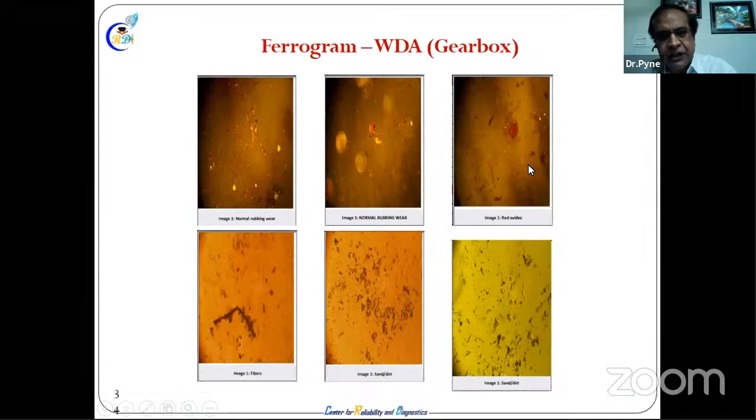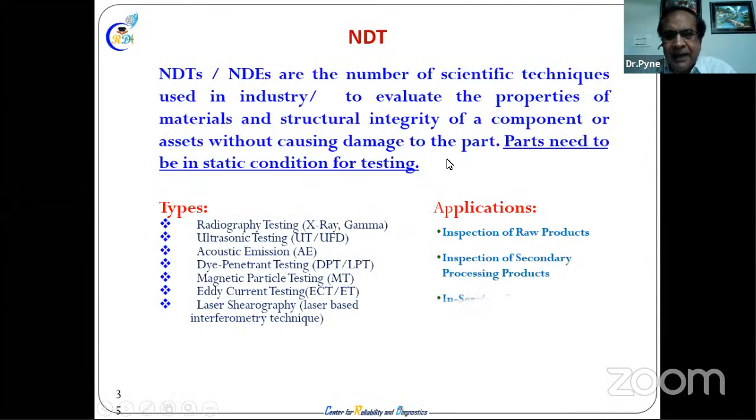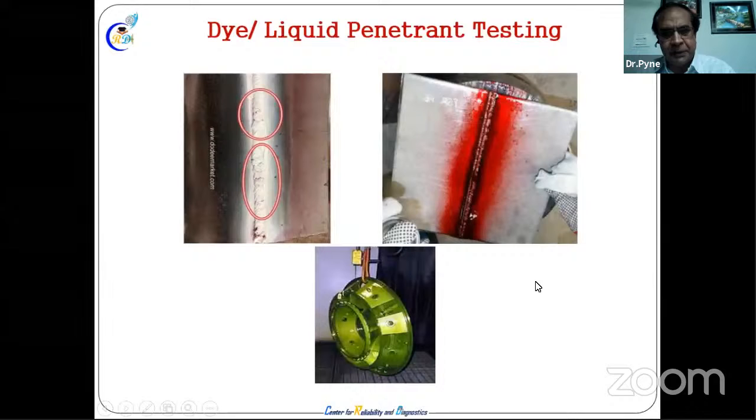I will not go much into this. And NDT, non-destructive testing, has a number of tests available: radiography, ultrasonic, acoustic, and others, for maintenance. That is maintenance.